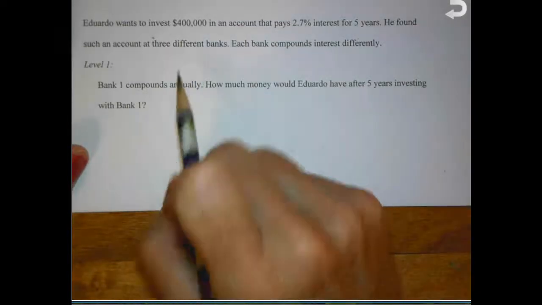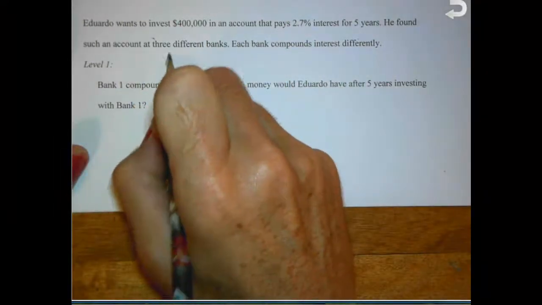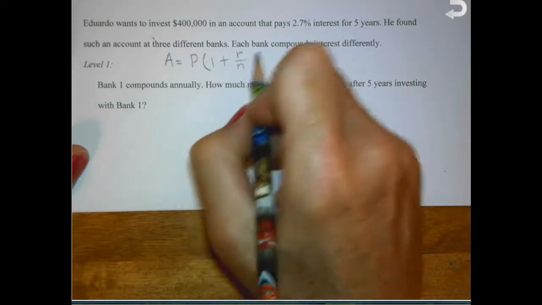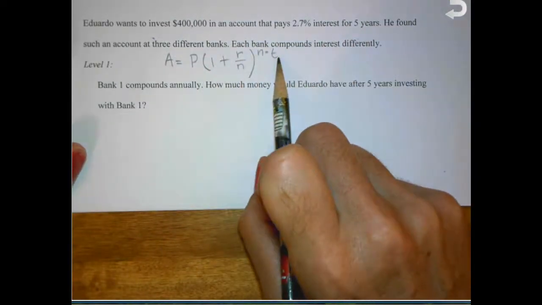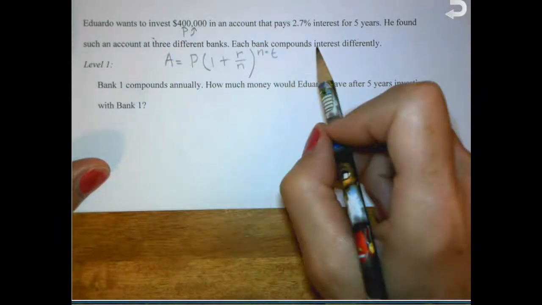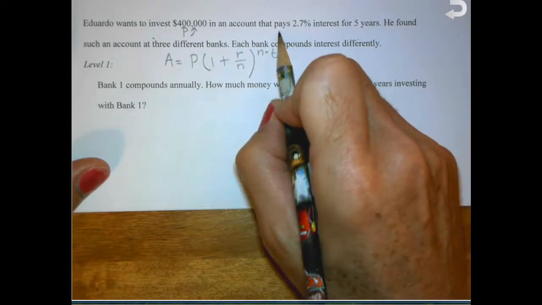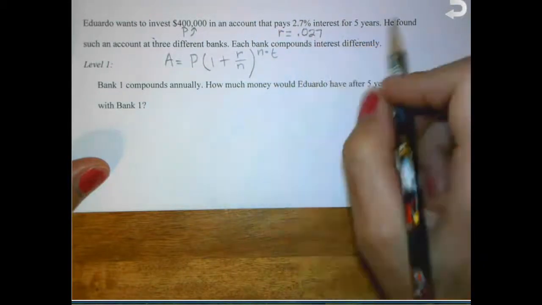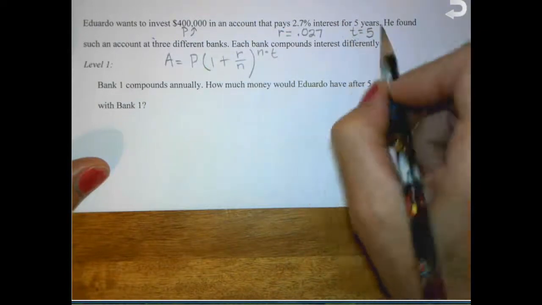Okay, so I need to identify each part of my formula, and I'll rewrite the formula here for you. Principal times 1 plus the rate over the number of compoundings raised to the n times t, so the number of compoundings times time. Now this is my principal, my starting amount, the 400,000. My 2.7% interest translates to an R equals 0.027, and the 5 years will be t equals 5, for time is 5 years.